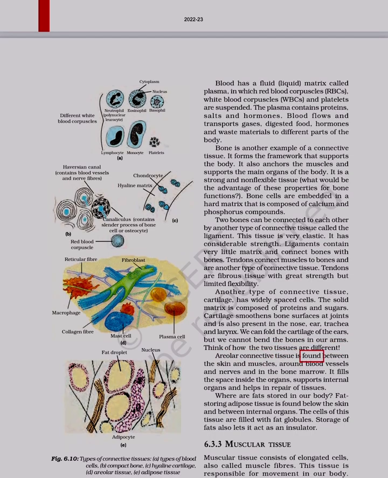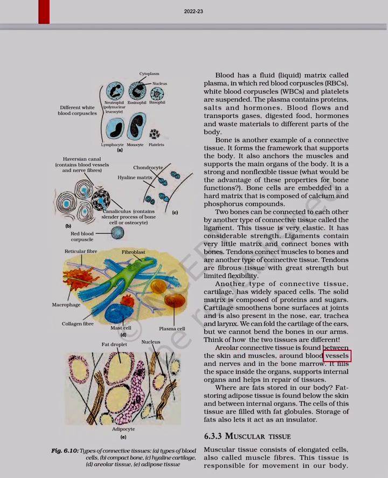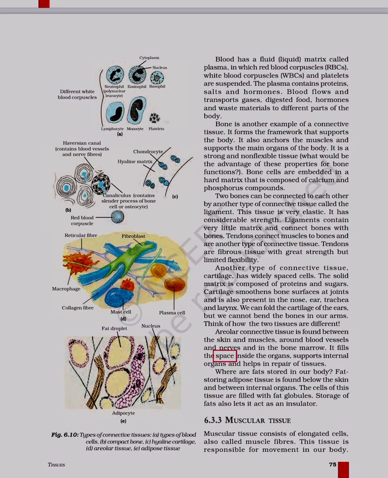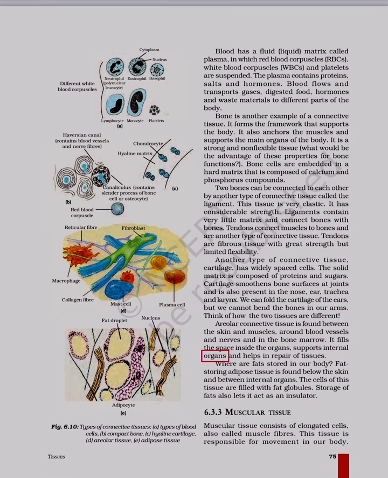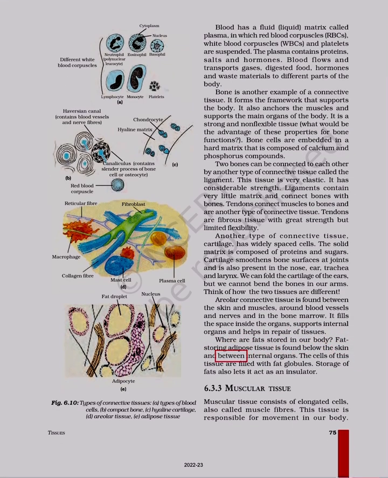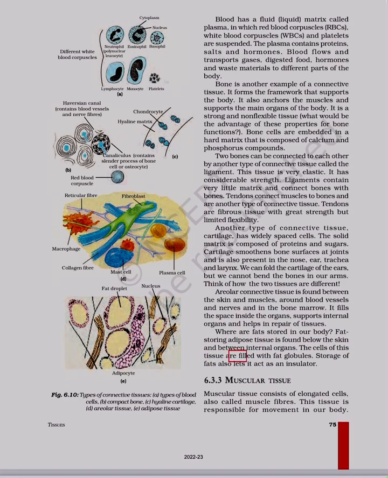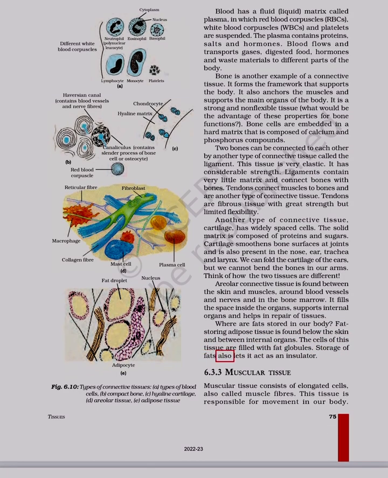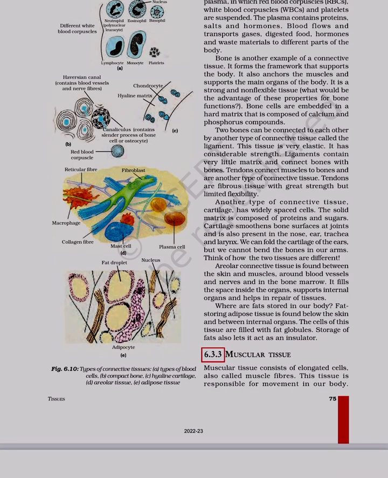Areolar connective tissue is found between the skin and muscles, around blood vessels and nerves and in the bone marrow. It fills the space inside the organs, supports internal organs and helps in repair of tissues. Where are fats stored in our body? Fat-storing adipose tissue is found below the skin and between internal organs. The cells of this tissue are filled with fat globules. Storage of fats also lets it act as an insulator.